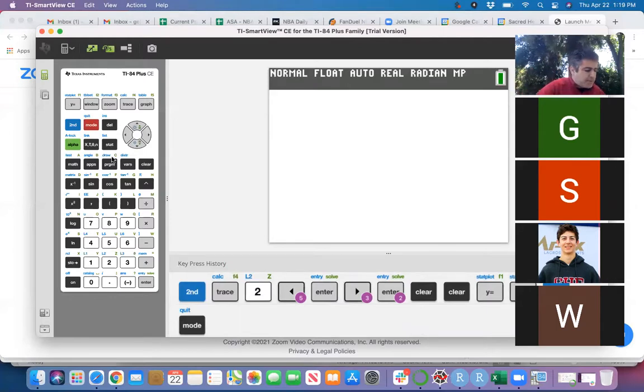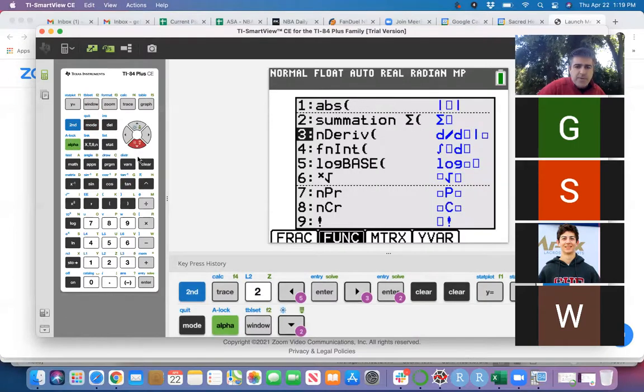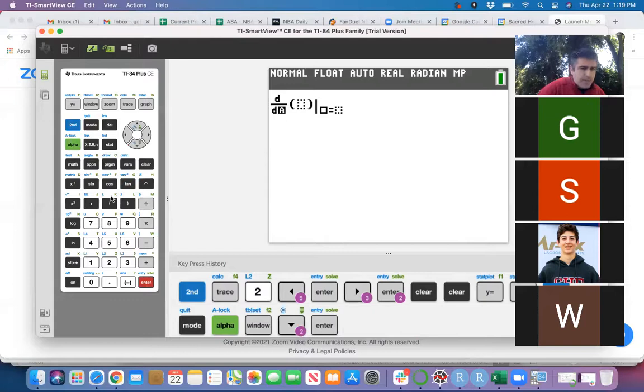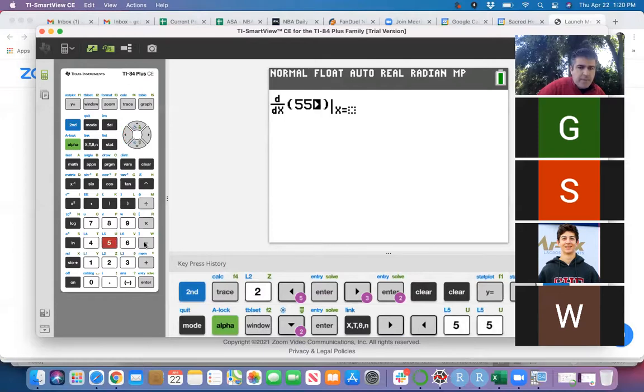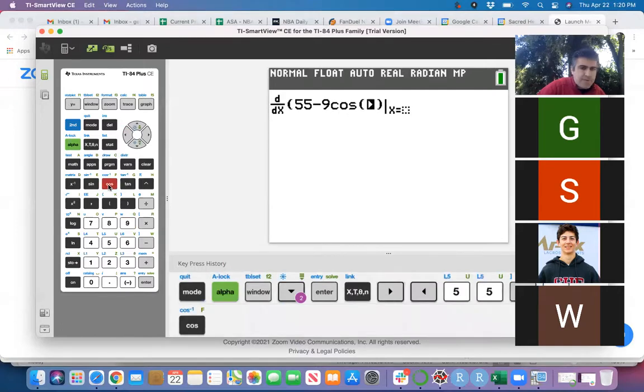So I can be in the home screen. I'm going to do alpha window. Remember, n derivatives are right here, option 3. Do this with respect to x. And our function, be very careful typing that in. So it's going to be 55 minus 9. Again, that's why they give you extra time for these questions, because you have to be really careful with what you type in. Cosine, you don't have to put times, just put cosine.